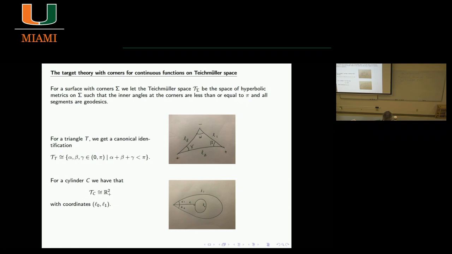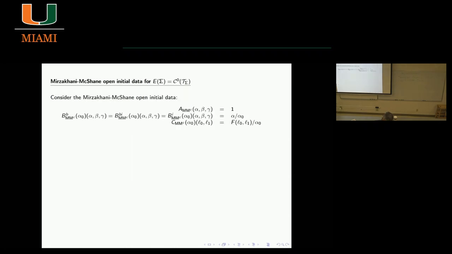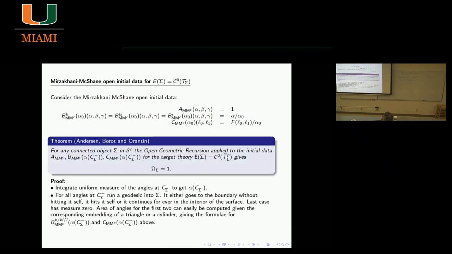And then I want to show you a very nice little thing. If you start with a triangle, here's the Teichmüller space of the triangle. Here's the Teichmüller space of the cylinder with 1 point here at the boundary. So you can't have hyperbolic structures on this guy because there is a cone point here. And so if you take the following initial data here, where I haven't specified what this f here is, and you run the recursion, in this case you get the function 1. So this is a new Mirzakhani-McShane identity for surfaces with corners.